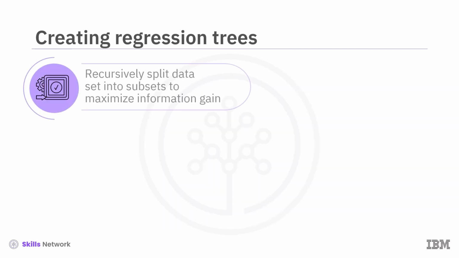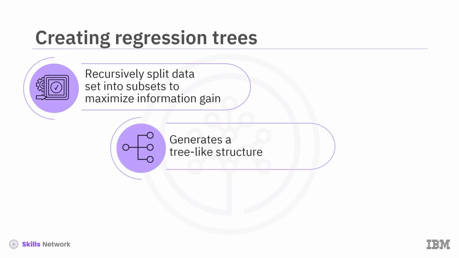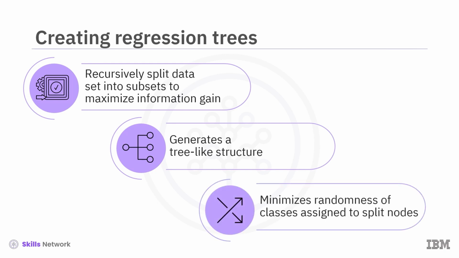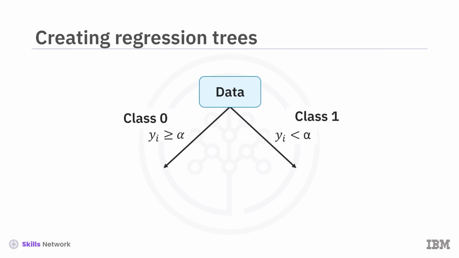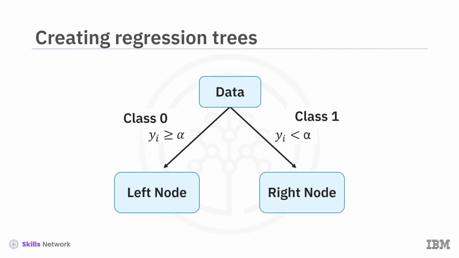Regression trees are created by recursively splitting the dataset into subsets to maximize information gain from data splitting. This process generates a tree-like structure and minimizes the randomness of the classes assigned to the split nodes. Let's consider this example. Given a continuous feature from a dataset and a trial threshold value, alpha, the data in a node is split into two subsets according to whether the data is greater than or less than alpha, and the corresponding points are assigned to the left and right nodes. If the feature is binary, consisting of two classes, then the split is according to the two classes.